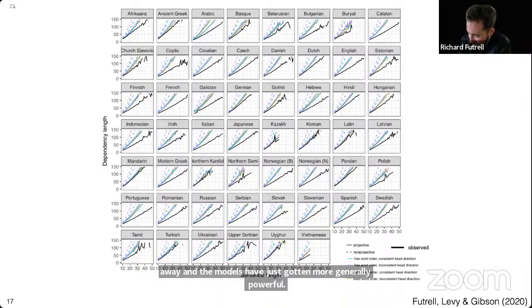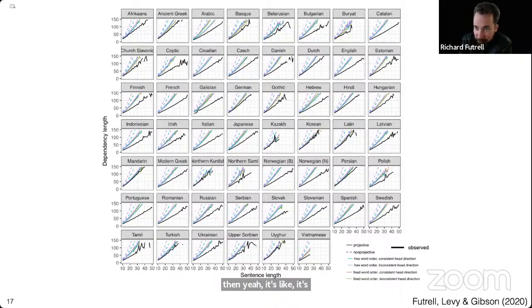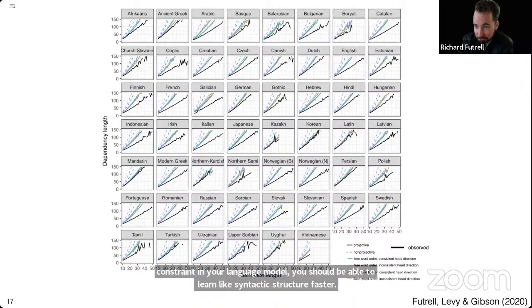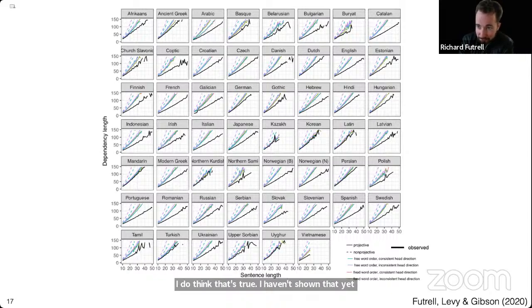I will make the claim that if you have the right memory model as a constraint in your language model, you should be able to learn syntactic structure faster. I do think that's true. I haven't shown that yet, but I will make that claim, and you can maybe prove me wrong. But yeah, I think the SRNs and the LSTMs were just not the right memory structure.